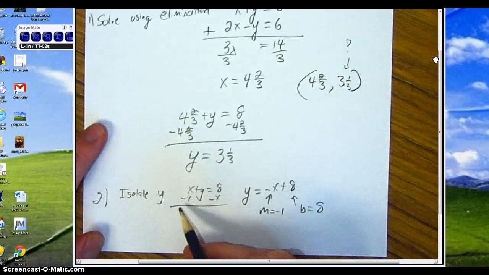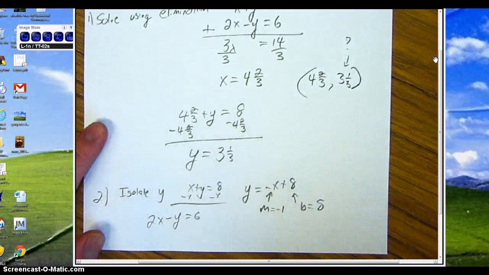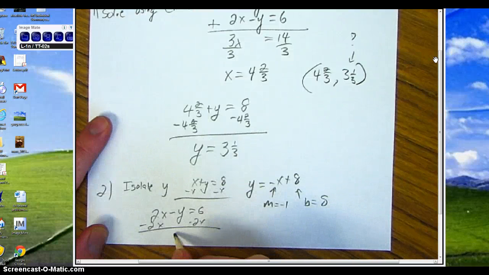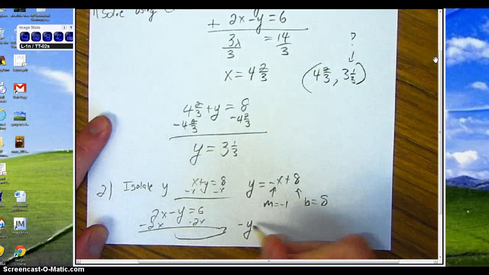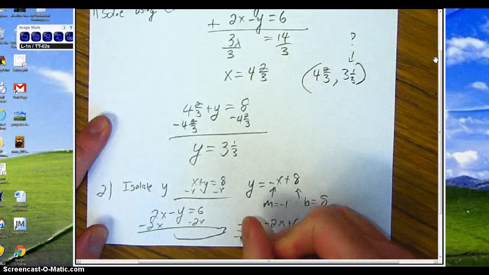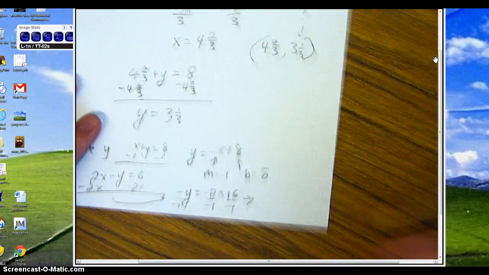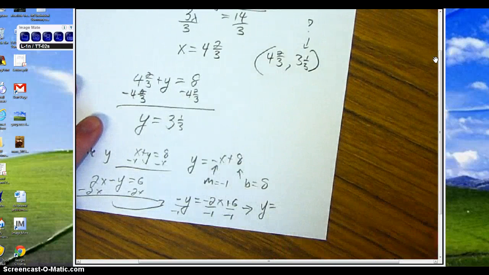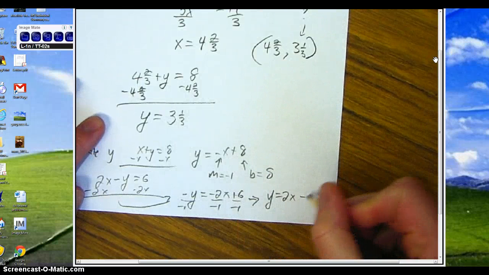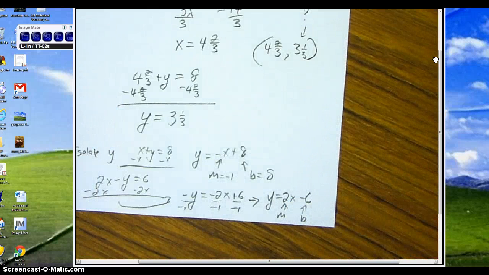For the second equation, I get 2x minus y equals 6. I would subtract 2x from both sides. I'll rewrite it over here. I get negative y equals negative 2x plus 6. And then I divide everything by negative 1. Then I get y equals positive 2x minus 6. And there's my slope, and there's my y-intercept.